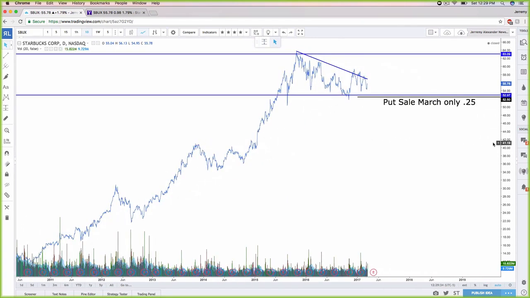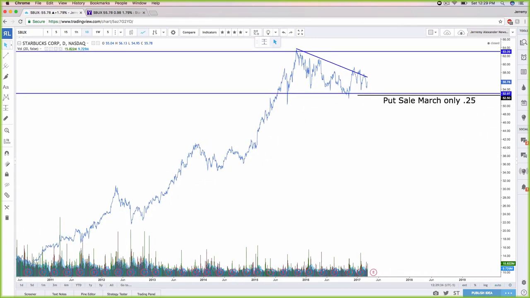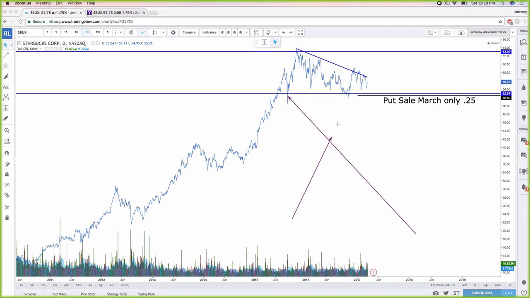So this $53 price range, I'm not saying that Starbucks will trade down to there again, but if it does, you can see how well this $53 price has interacted with that support before, and how many times we've bounced off of that, or at least gotten very, very close to it.